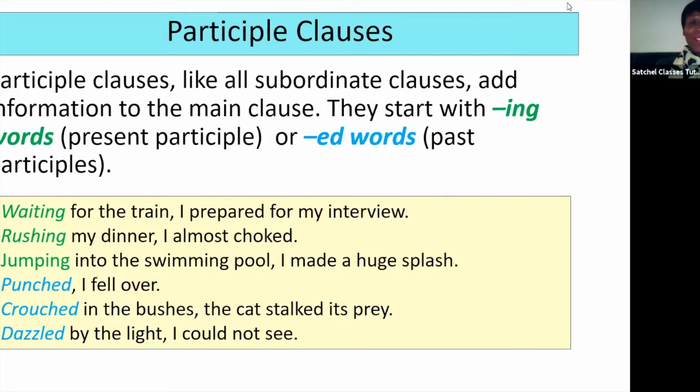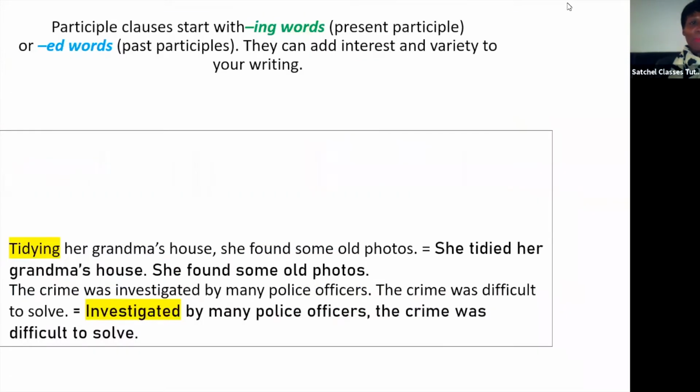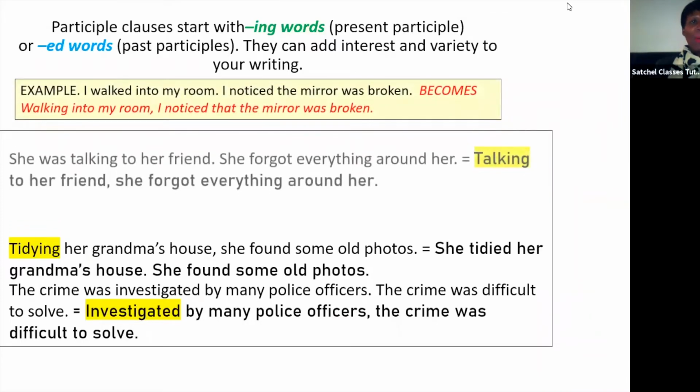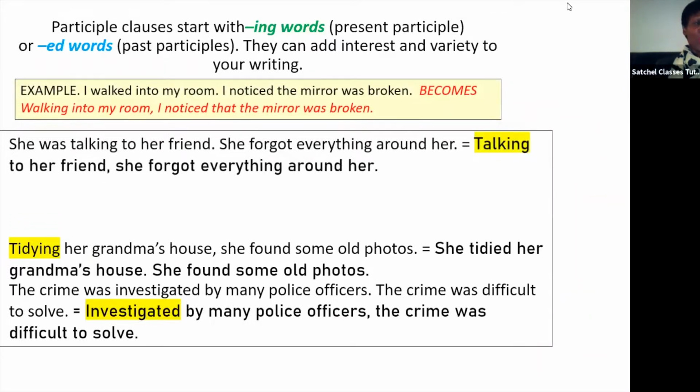They start with participles at the beginning of the sentence for the subordinate clause. And then, punched, I fell over. It's an ed participle, a past participle. Crouched in the bushes, the cat stalked its prey. Dazzled by the light, I could not see. Those are ed participles.